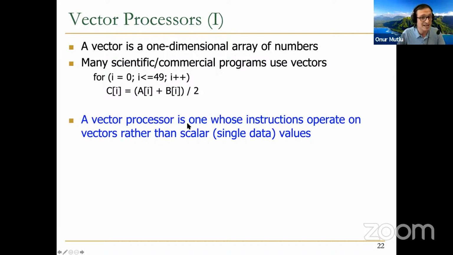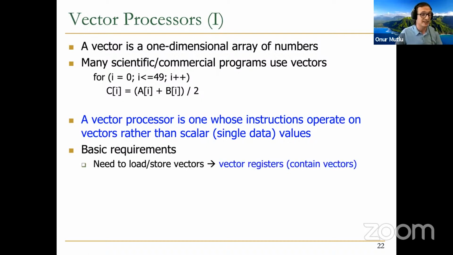So a vector processor is essentially one whose instructions operate on vectors rather than single or scalar data values. Scalar means single data, basically. Vector means multiple data elements. So basic requirements for a vector processor are that you need to load and store vectors. So you need vector registers that can contain vectors. I've shown you examples of those vector registers, and we're going to see more and more.